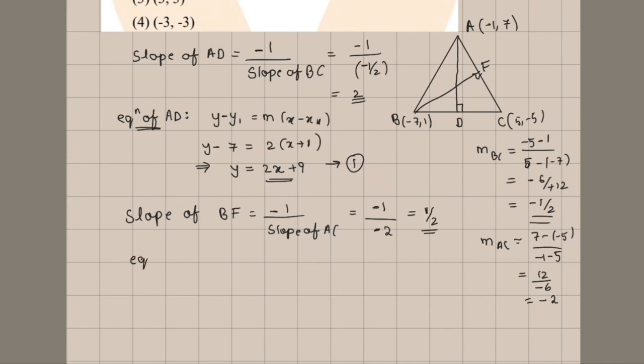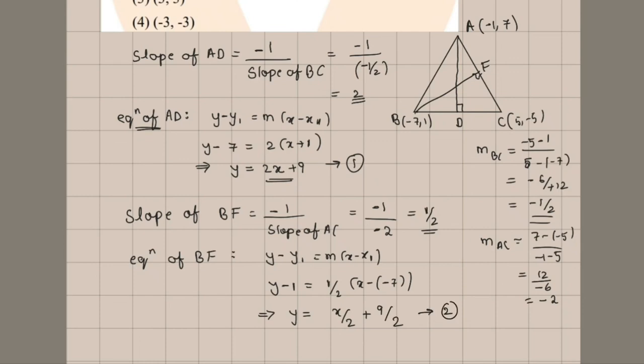So the equation of BF will be y minus y1 equals m into (x minus x1). We know the slope is 1/2 and we know the point B (-7, 1), which is on the line BF. So y minus 1 equals 1/2 into x minus of minus 7, which gives y equals x by 2 plus 7 by 2 plus 1, which is 9 by 2. So this is equation 2.